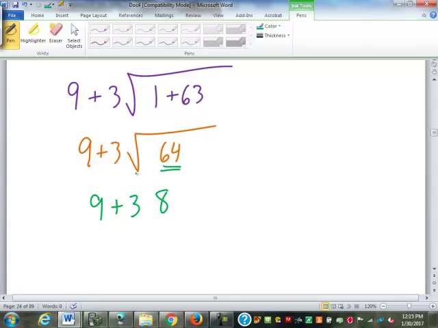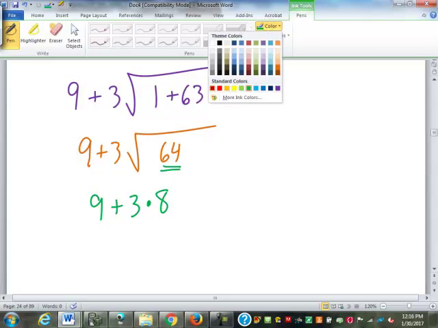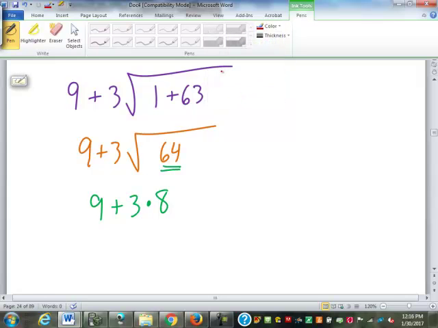Now we had the 3 out front here. What do we have to put in here? Multiplication. Just like with the parentheses, that number in front of it with no symbol really implies multiplication. Now technically the square root of 64 could be 8 or negative 8, but we're only going to worry about the positive possibility for now. Our next step, 3 times 8 is 24. And 9 plus 24 is 33. Good job. Any questions?